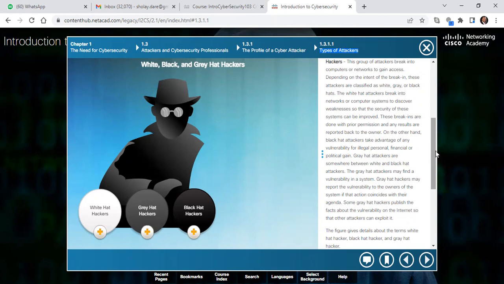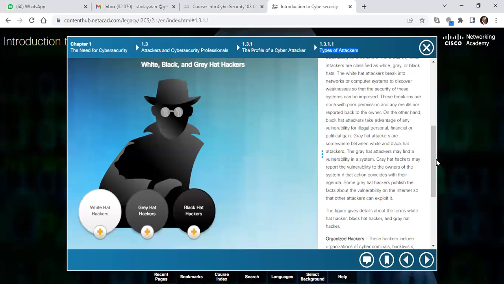On the other hand, the black hat attackers take advantage of any vulnerability for illegal personal, financial, or political gain. Okay, that's for the black. What they want to do is they want to attack the system. They want to see how they can gain information or financial gain or political gain. That's for the black.